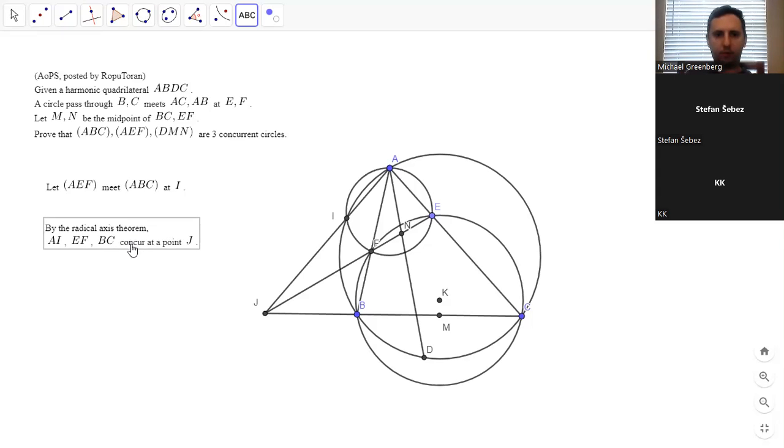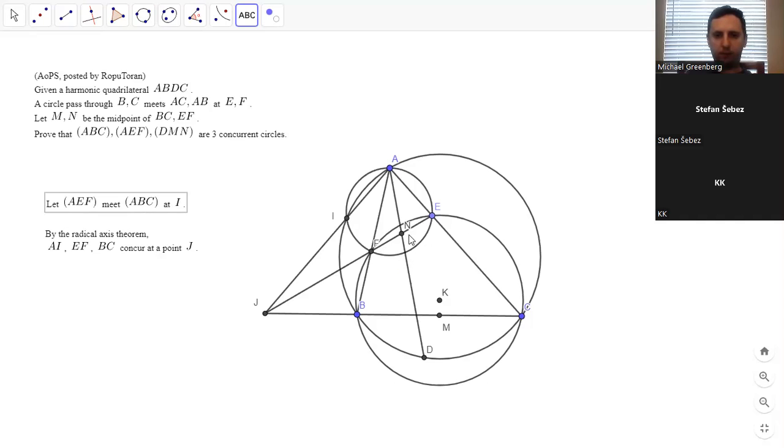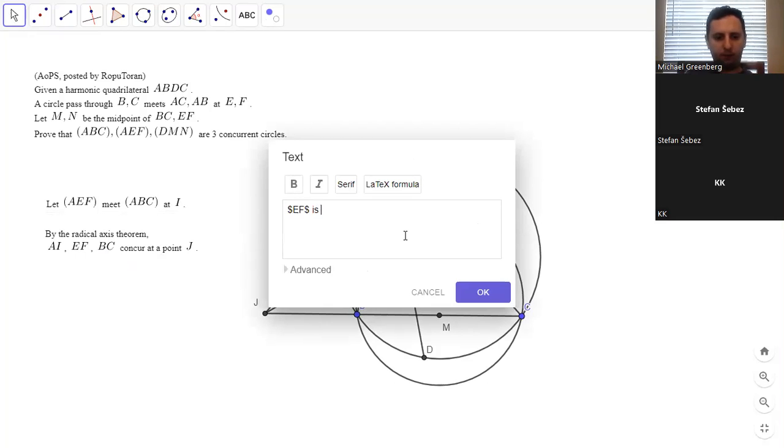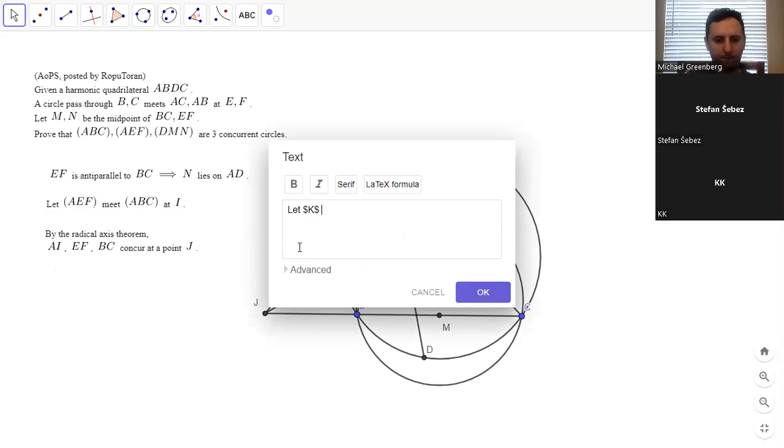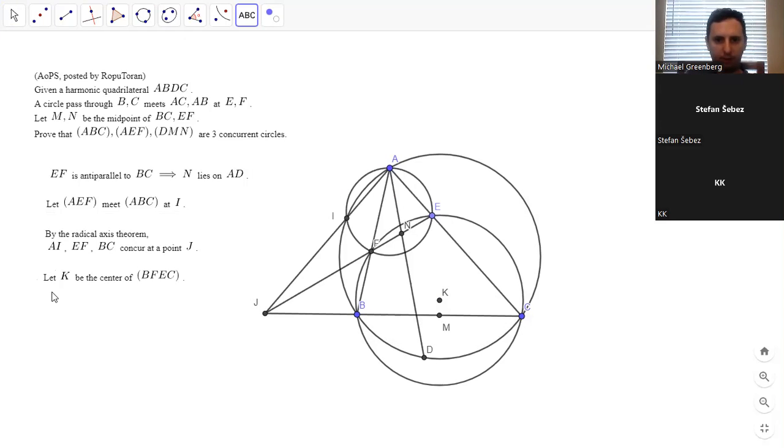And then, first of all, it's well known. First I'll just say why N lies on AD. So EF is antiparallel to BC. That implies N lies on AD. Okay. And then so we have angle KNJ is equal to angle K. So let K be the center of BFEC. So KNJ is equal to KNF is 90.